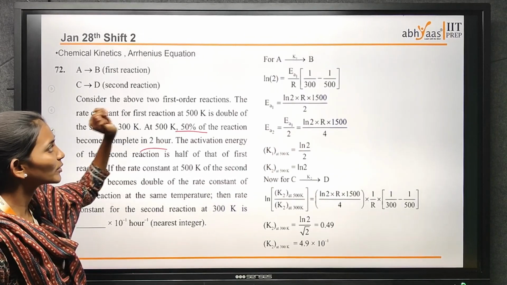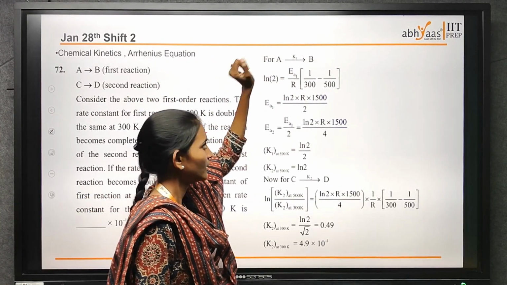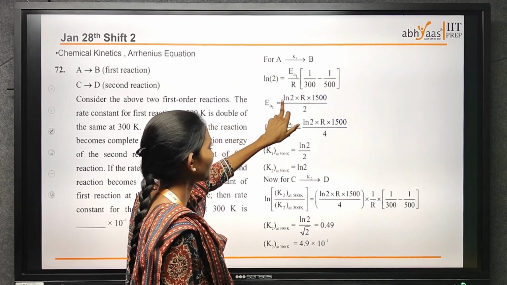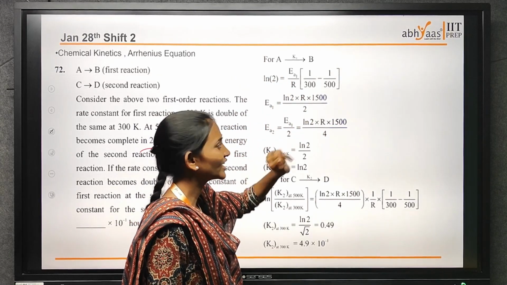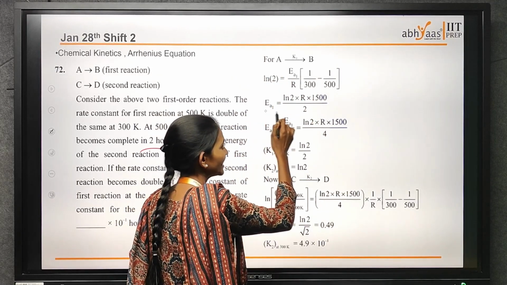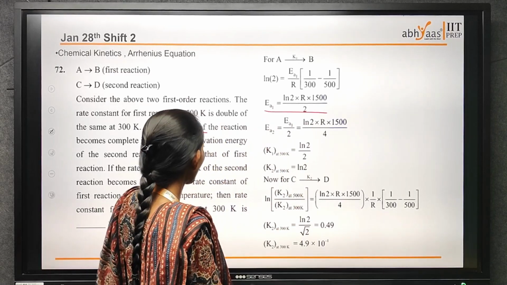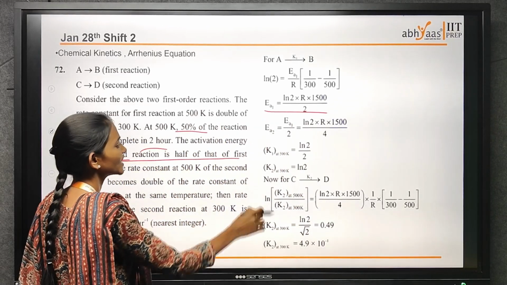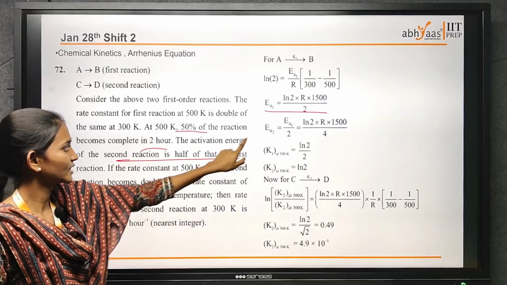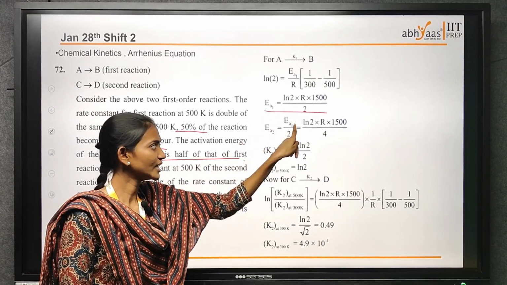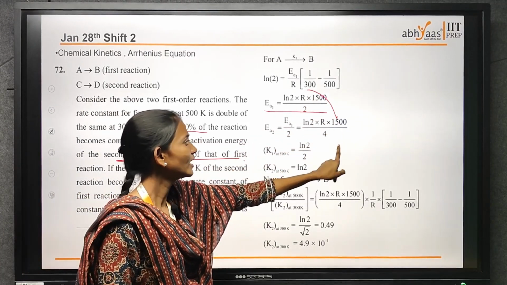If you apply the formula for A to B, K1, and substitute the activation energy EA by ln2 into R into 500 by 2, you are getting your EA1 and EA2. That means they have already told us the activation energy of the second reaction is half of that of the first reaction. That's why EA1 by EA2.